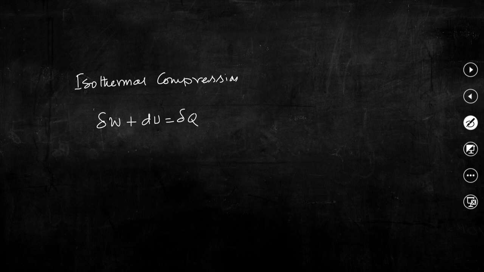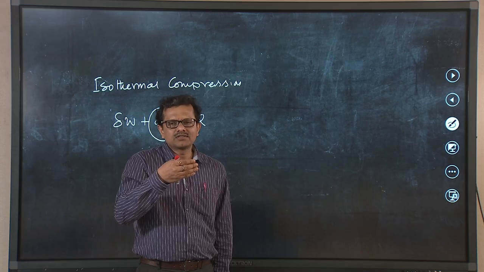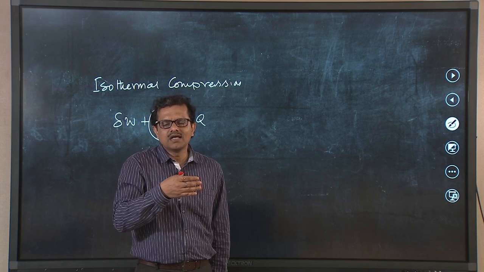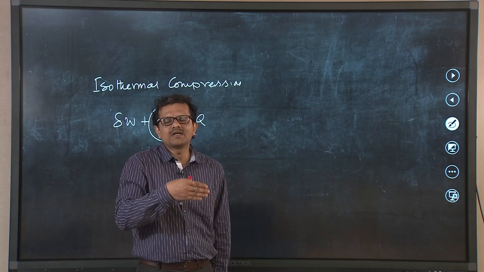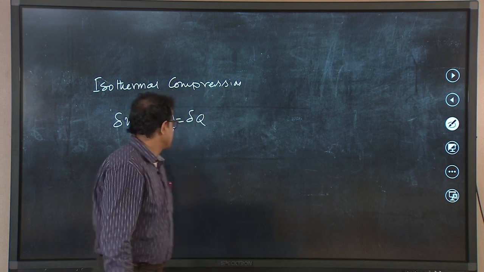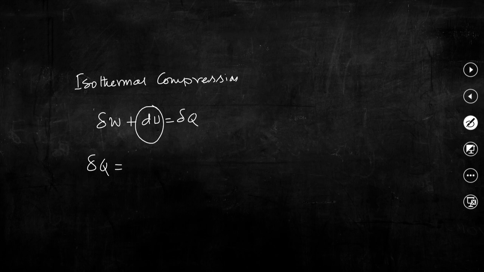Now, for the reversible compression process following isothermal compression, if the working fluid is air or any ideal gas, we are certainly supplying a certain amount of energy in the form of work, and that work done on the gas during the process will be transformed into an increase in the internal energy. That means del Q equal to del W plus U 2 minus U 1.